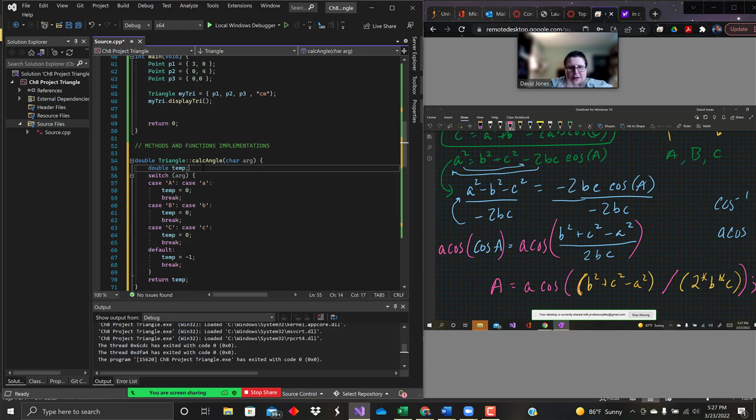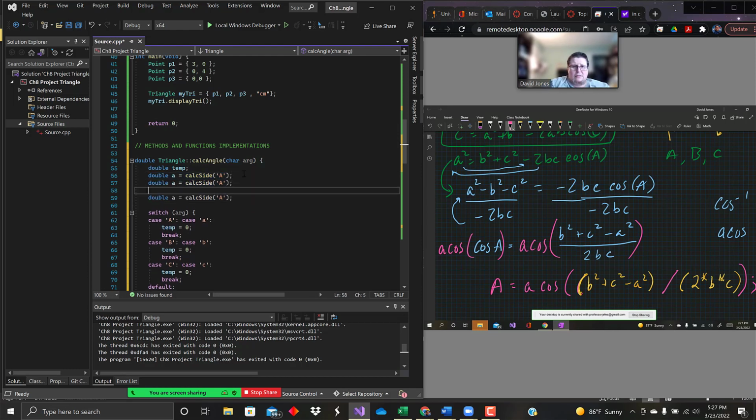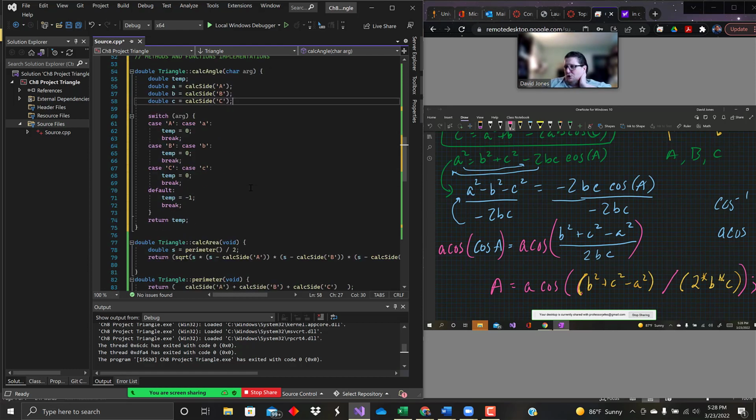All right, so I got double temp. You know what? I'm going to make double A equals calc side A, and I'll do that for each of them. The good thing about doing these, I know we didn't want to store them up above in this structure where they're running the whole time, because when this method stops running, all the memory is deallocated and is available to use again. So even though I'm making variables right now, it's not going to stay in the memory.